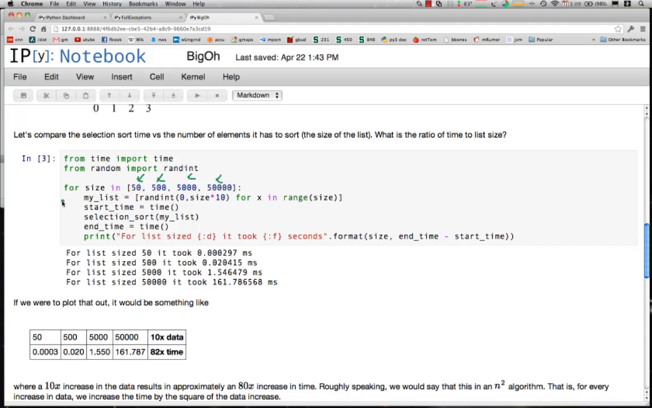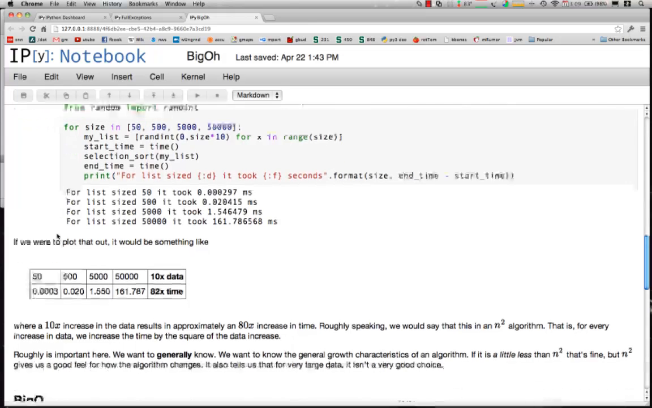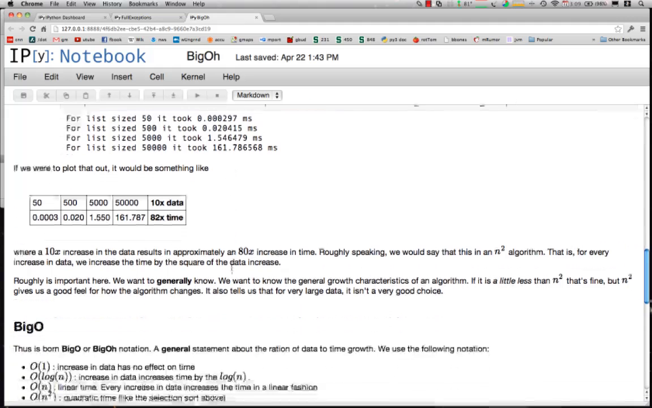We are going to set the start time, run the selection sort, and end the time, and then print out some information. Now this takes a little bit of time, so rather than sit here for 3 minutes while it runs, these are the results I got when I ran it on my computer for the size of 50, for 500, for 5,000, for 50,000, and these are the number of seconds it took to run.